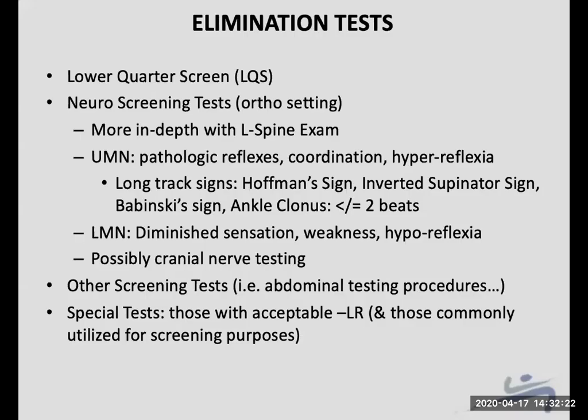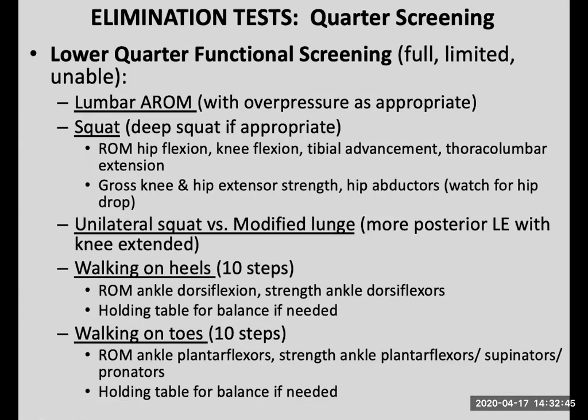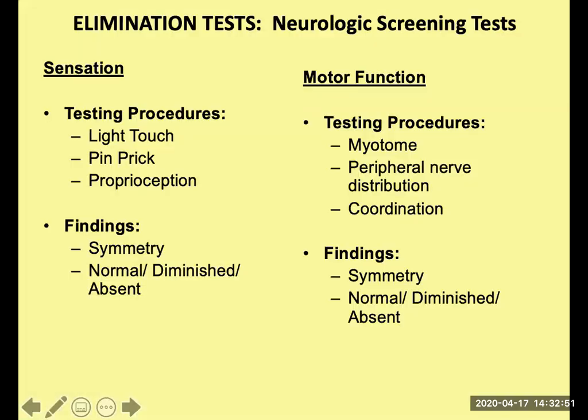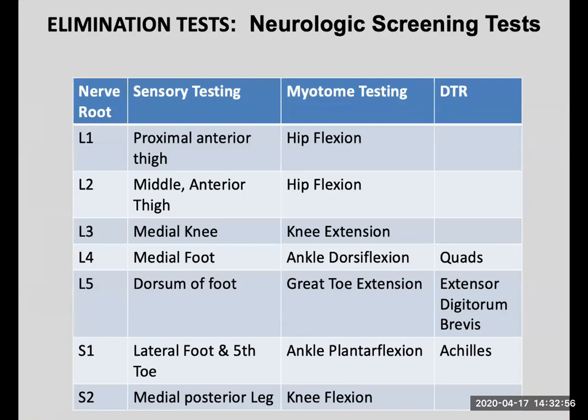So our lower quarter screen there. And our neurologic testing as well. I believe we went over that last semester for the lower extremities as well. If we didn't, let me know and I'll make a video for that as well. And our special tests with good low negative likelihood ratios, they're going to be great for screening. So here, our lower quarter screen written out for you, as well as different neurologic testing that you'll want to do, and points of interest there for our neurologic testing.